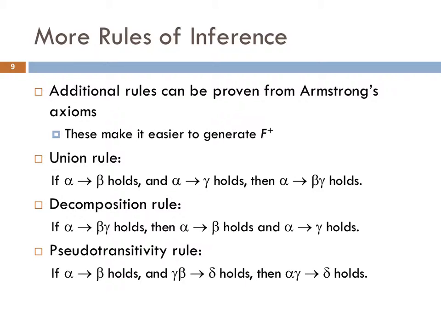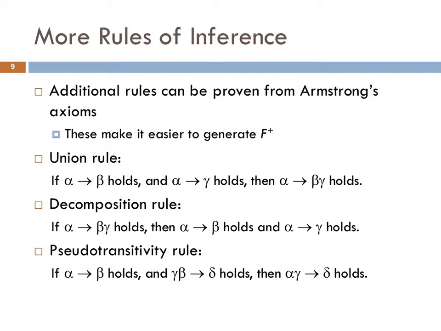And then here's the fun one, and this is usually the one that we use on exam problems, and you'll see it appear. This is about the subtlest of all the rules. If alpha functionally determines beta, gamma beta functionally determines delta, then alpha gamma functionally determines delta as well. Okay, pseudo-transitivity.